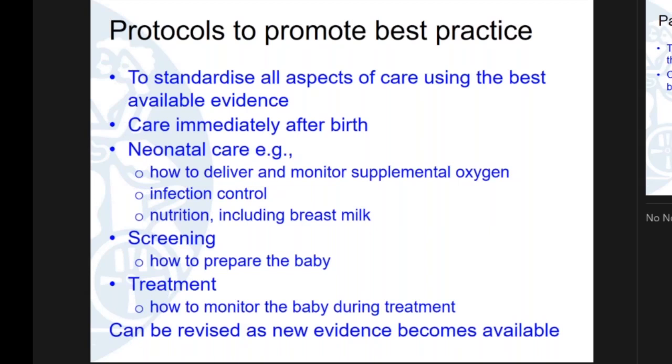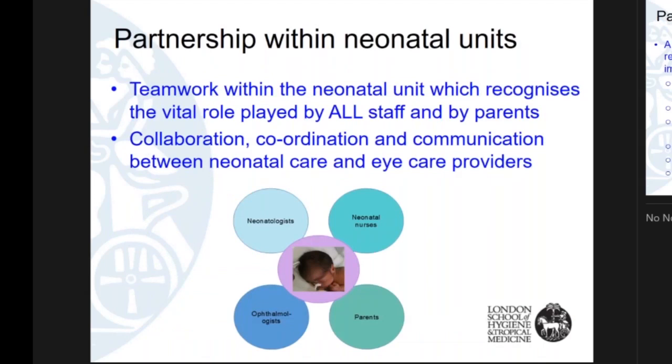Partnership is very important, particularly teamwork within the neonatal unit, which recognises the vital role played by all staff, as well as by parents who can be important advocates for their child's health. And collaboration and coordination and communication between all these different groups of individuals is really incredibly important, both within the unit and at higher levels in the health system.